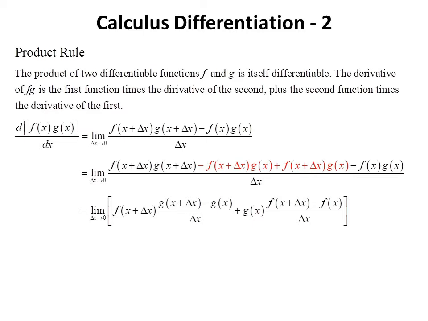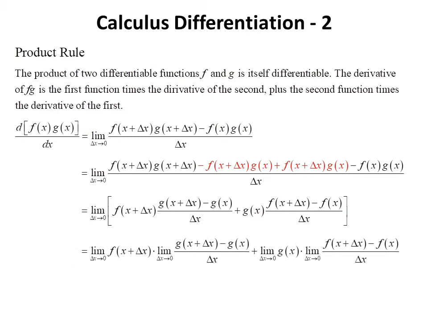According to the sum and difference rules as well as the multiplication rule, the derivative of f times g equals the limit of f of x plus delta x as delta x approaches 0 times the limit of g of x plus delta x minus g of x all over delta x as delta x approaches 0, plus the limit of g of x as delta x approaches 0 times the limit of f of x plus delta x minus f of x all over delta x as delta x approaches 0, which is the derivative of f of x times g of x plus f of x times the derivative of g of x.